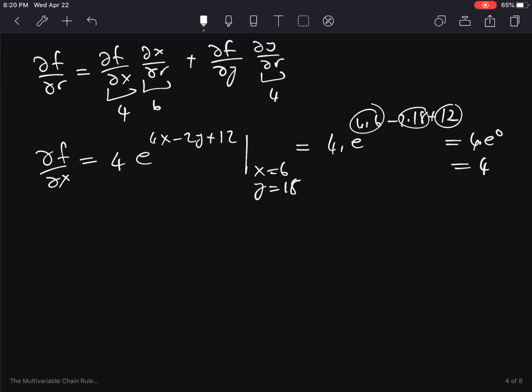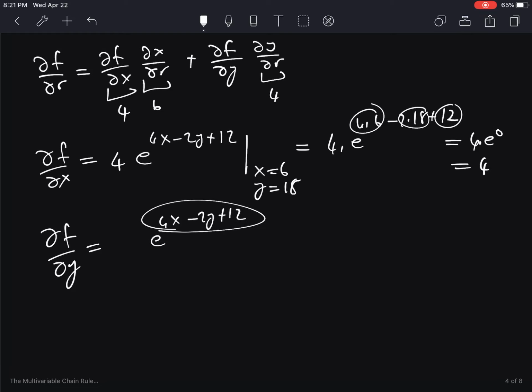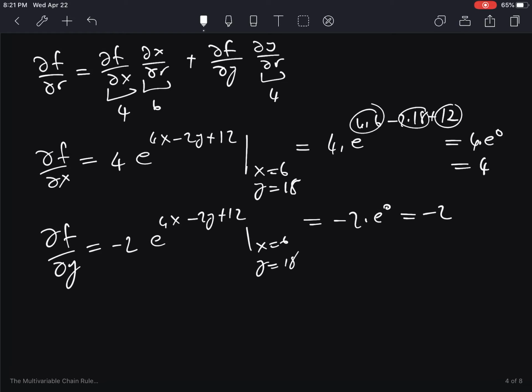Let's find del f over del y. We take the derivative with respect to y this time. We will have this expression here again, and since we are taking the derivative with respect to y, we get minus 2 here. We know that x is 6 and y is 18, so the exponent is going to be 0 again. So we will have minus 2 times e to the 0. So this is minus 2, that means this expression is minus 2.